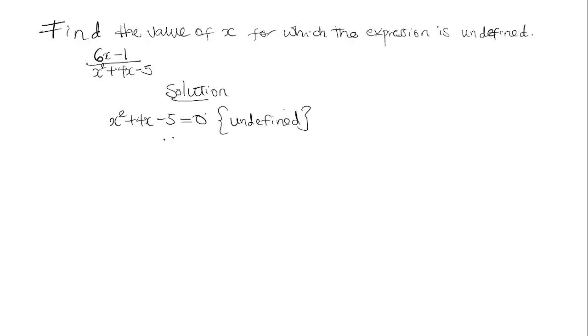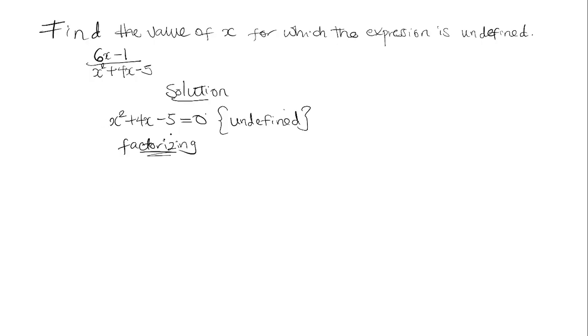Now, this is obviously a quadratic equation. You know this is a quadratic equation already. So what they're expecting you to do is solve this quadratic equation to get your values for x. Now, you can use any of the methods, but in this video, I'll be using the factorization method. So by factorizing this, we have x squared plus 4x minus 5.